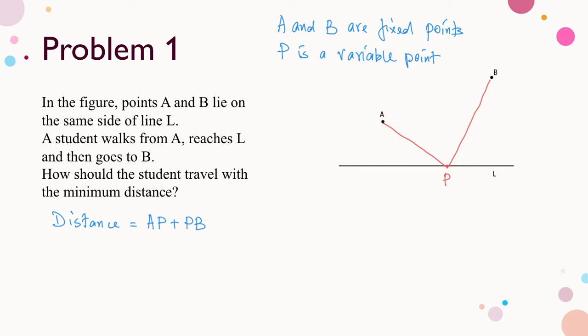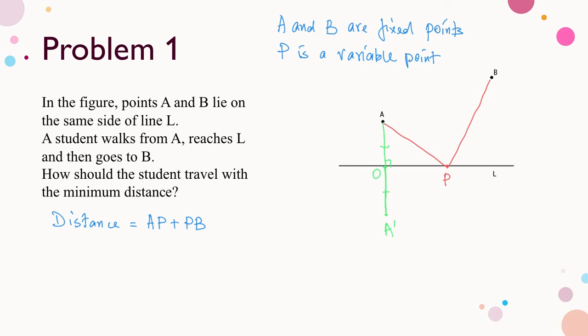How to find this point P? We can make use of reflection. Reflect A about L. By reflection, it means to drop a perpendicular from A to L. Let the intersection point be O. Extend AO to A prime, such that AO equals OA prime. The point A prime is the image of A under the reflection about L.